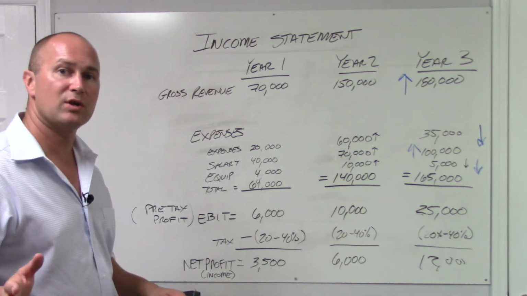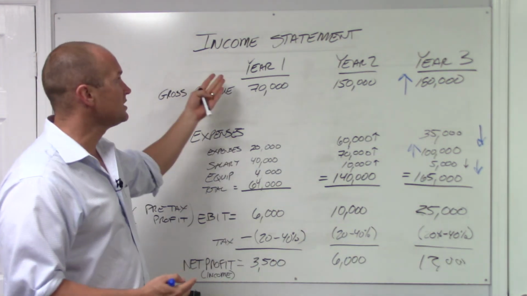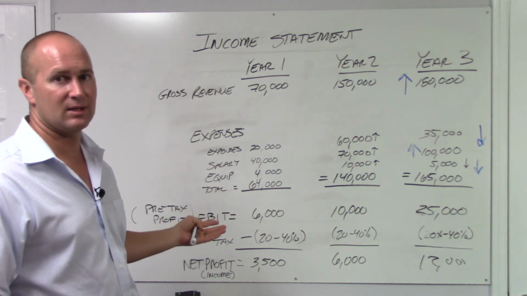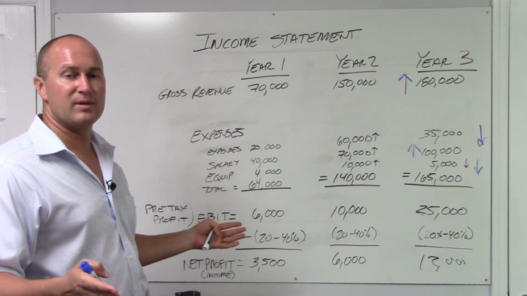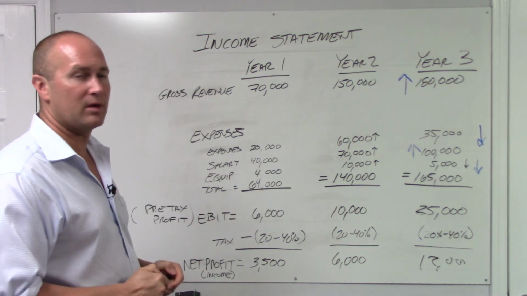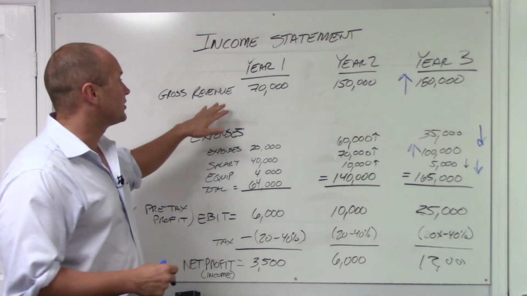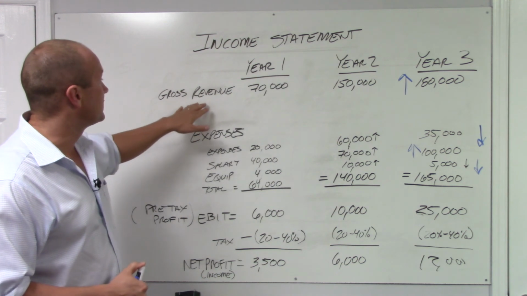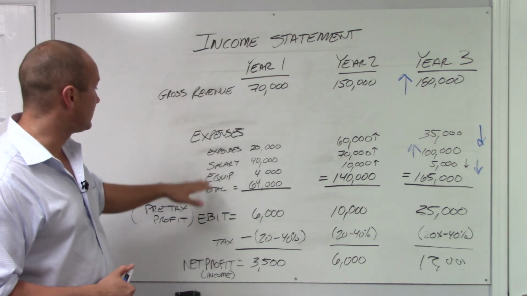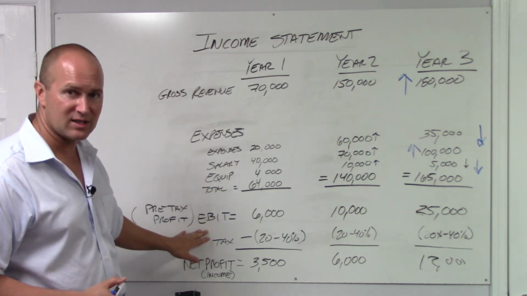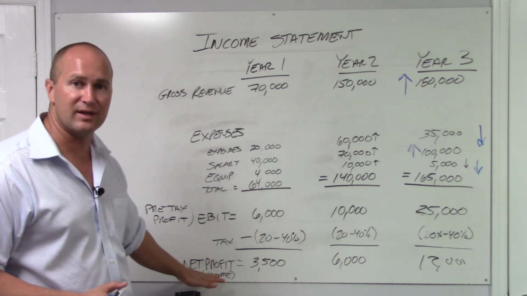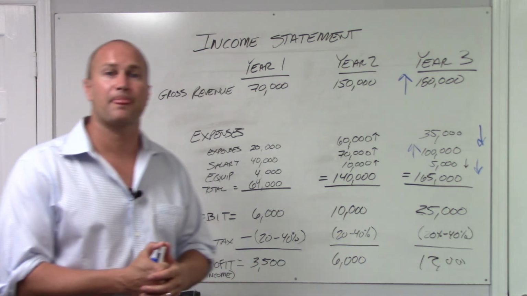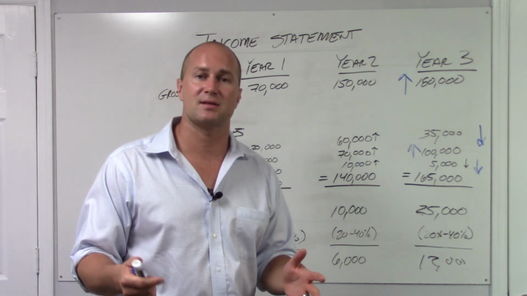But anyway, I just wanted to go over a quick example. This is a generalized income statement. I have more specific stuff in Business 101 with the pro forma packet, but this is just going over a general three-year example of gross revenue versus expenses versus pre-tax profit and your net profit and your net income. So please let me know if you have any questions about this.